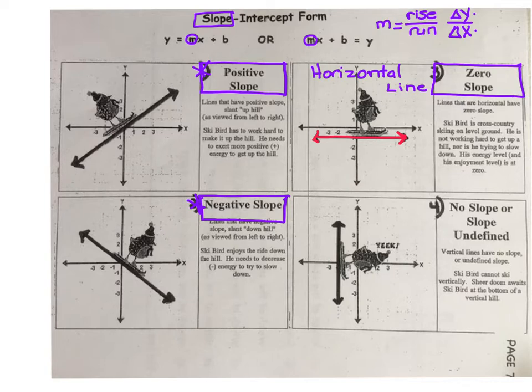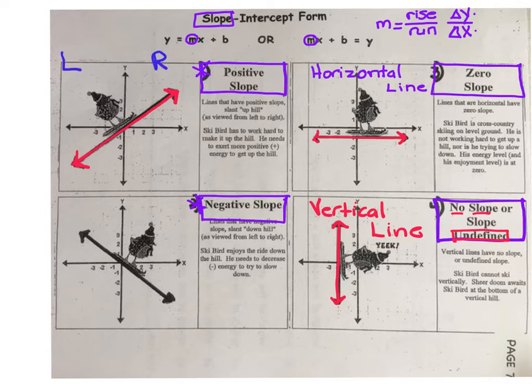And finally, the last type of line is a line that has no slope, or undefined slope. This is a vertical line. And a vertical line is straight up and down, and it has no slope, or quite often undefined is another way we refer to it. So let's take a moment and read each of the stories that go along with the different slopes.